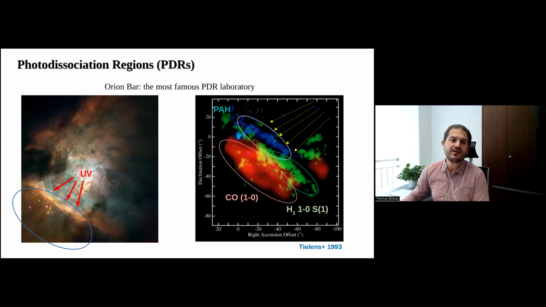And what we see here is that we have emission from massive stars. We have the UV radiation, which goes to FUV radiation, far ultraviolet, and then it produces a stratification of species, as we see here in this rather old but important image. We see the polycyclic aromatic hydrocarbons, then we have the warm H2, then we have CO. And this stratification of species is important.